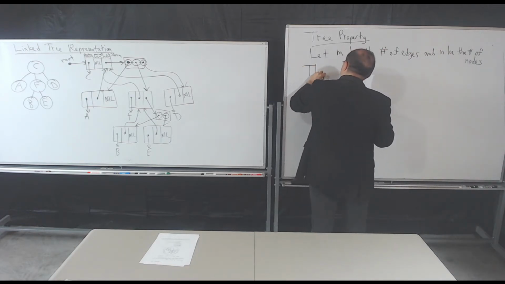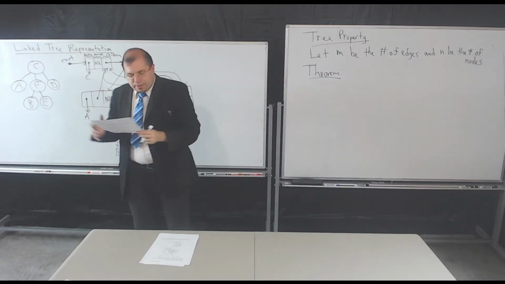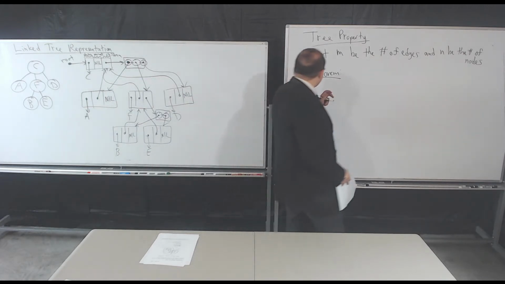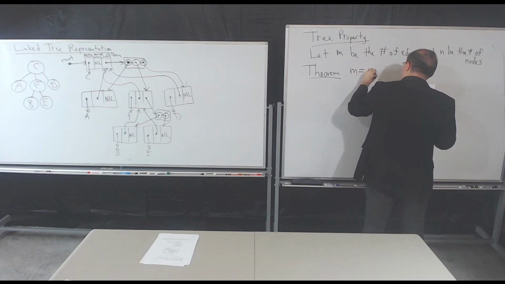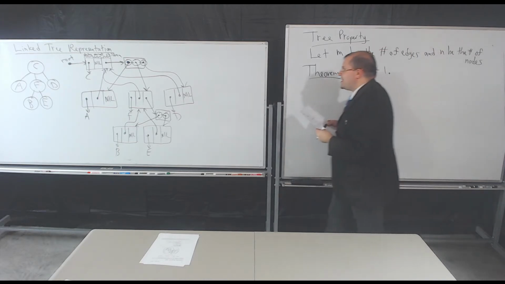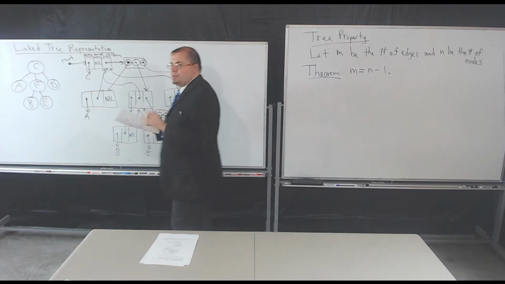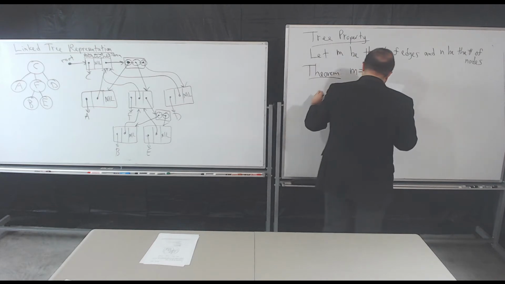This is a very important theorem involving trees. It's a very simple theorem to prove. I want to give you a relationship between the number of edges and the number of nodes. So M is equal to N minus 1. So the number of edges is always going to be 1 less than the number of nodes.